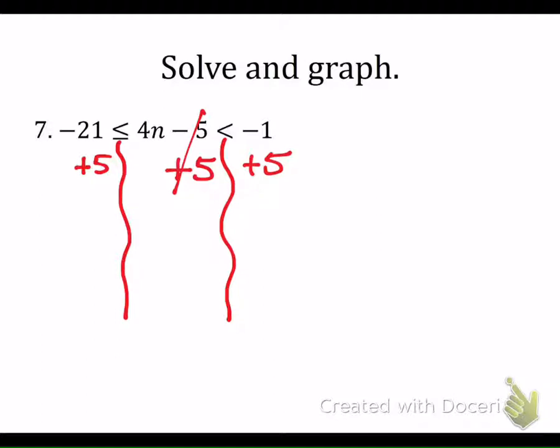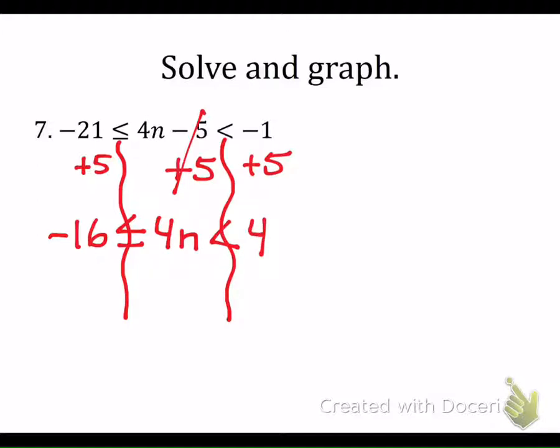The signs stay the same. The only time they'd switch is if you multiply or divide by a negative. So -21 plus 5 is -16. That is less than or equal to 4n is all I have left in the middle. Is less than, what's -1 plus 5?